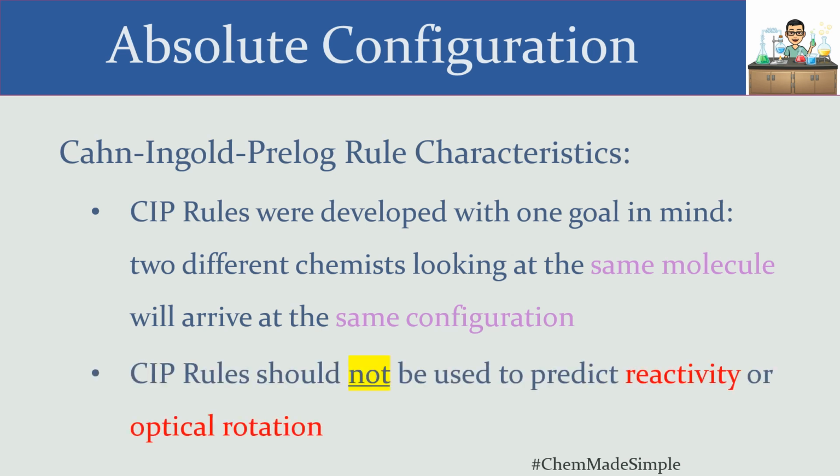CIP rules were never ever intended to take a look at the actual chemistry. In other words, it's not true that the R version of a molecule is more reactive than the S version or vice versa. These Cahn-Ingold-Prelog rules were never intended, nor were they advertised, as something that predicts reactivity or optical rotation, as we just mentioned a moment ago. If you want to know which isomer is more reactive, you're going to have to find that out in the lab. If you want to know which isomer has which optical rotation, or how much it is, or whether it's plus or minus, you're going to have to determine that in the lab as well. So CIP rules have nothing to do with reactivity, and nothing to do with optical rotation.